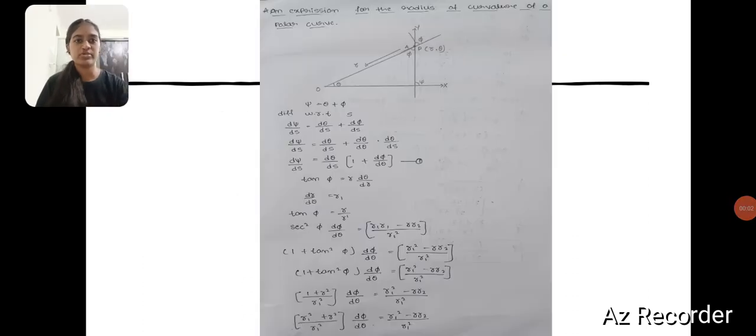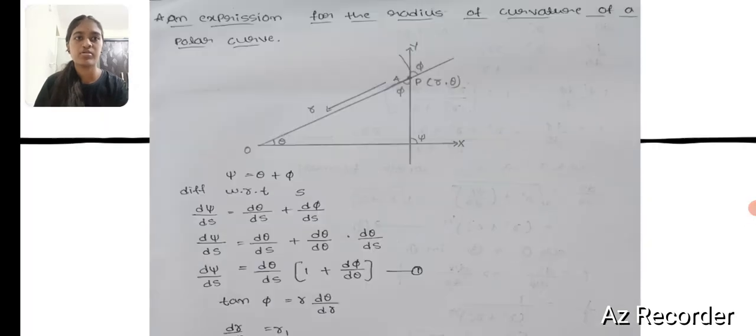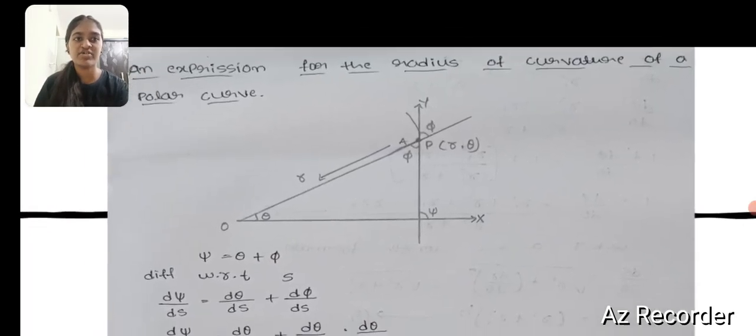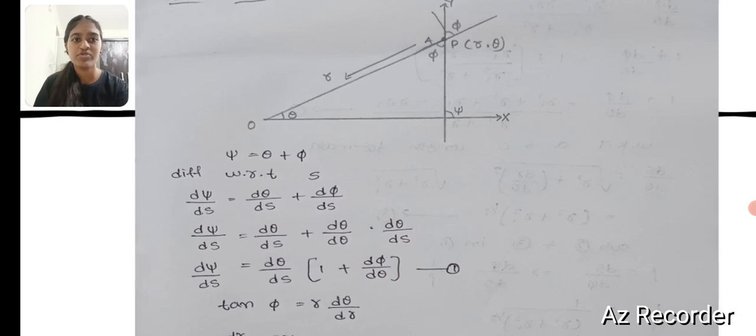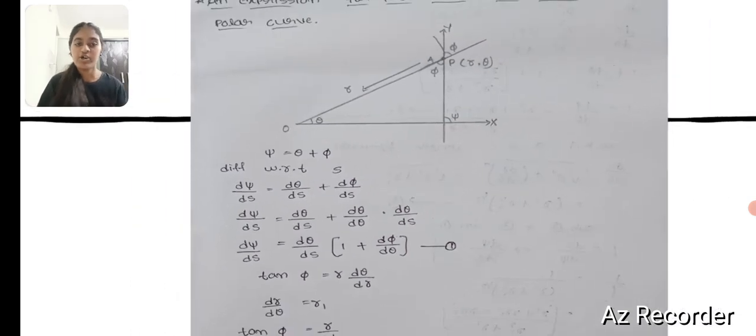Now let me go to the derivation of the radius of curvature of a polar curve. First, we construct a diagram where r equals f(theta) is the equation of the polar curve, OP equals r is the radius vector, and psi is the angle between the tangent at P(r, theta) and the initial line, and A is a fixed point on the curve.